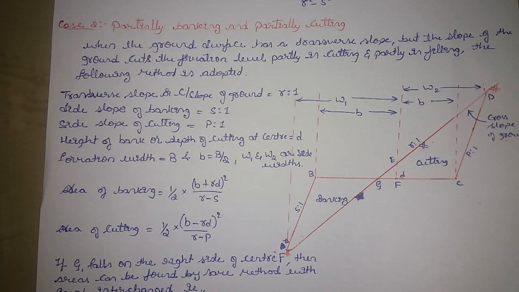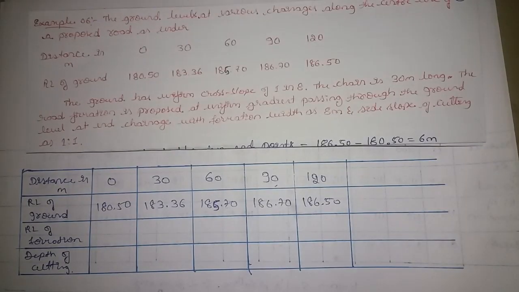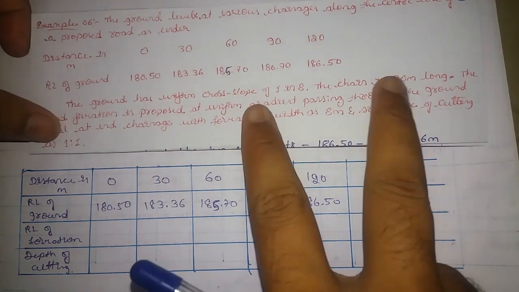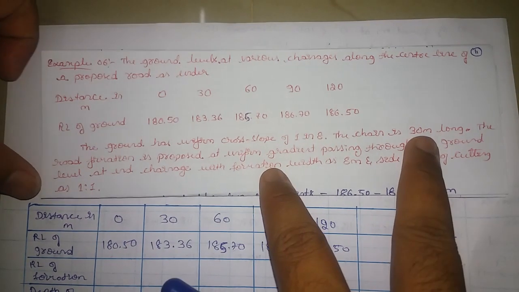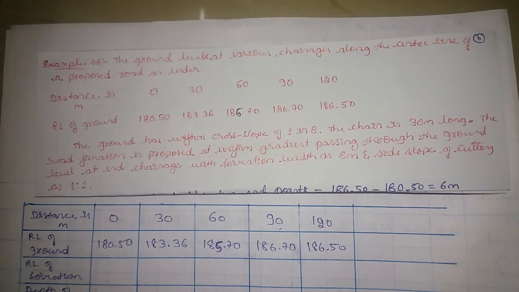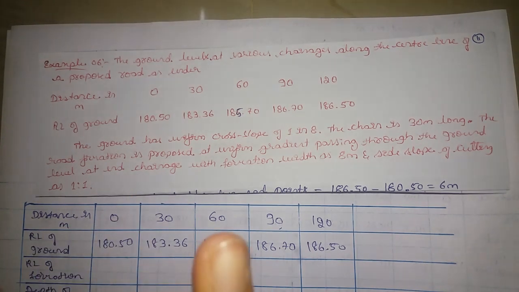We will see this condition by solving a problem. We will understand very clearly if we solve a problem on this exact concept. We will understand how fully banking, and partially cutting or partially banking, takes place. So now we will take up the problem. You can see the question here. This is example number 6. Whatever concepts we saw now, we'll solve the problem and understand.